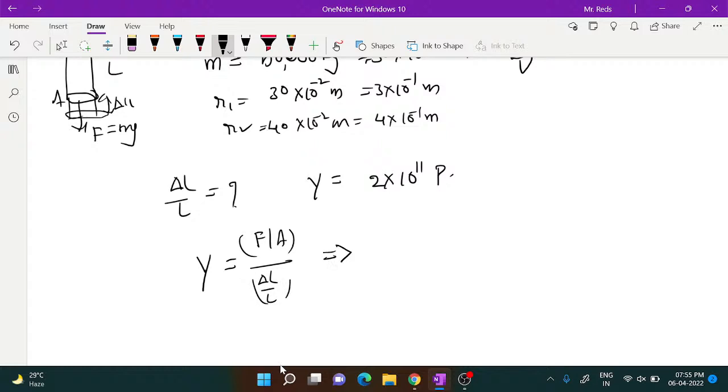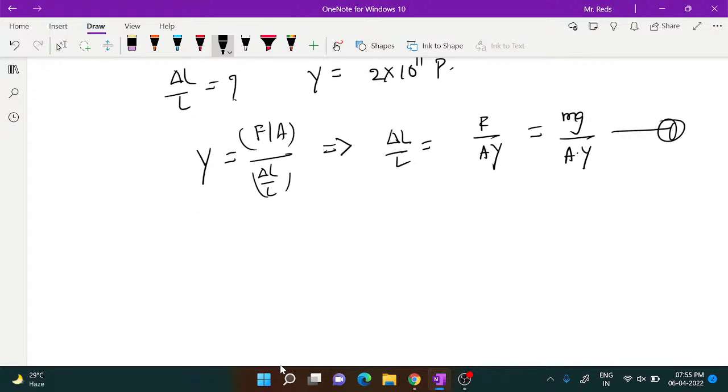So from this we can say delta L by L is equal to, if you take Y here, then you will get F by A by Y, or you can say F by A into Y. Here F is nothing but mg, so mg by A into Y. What is mg? What is Y? Y is given. What is the area? Area you have to take carefully. This is the strain produced in each cylindrical column.